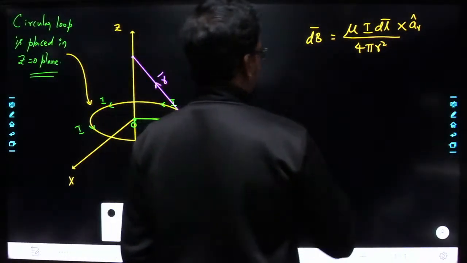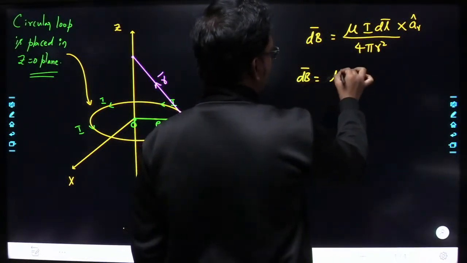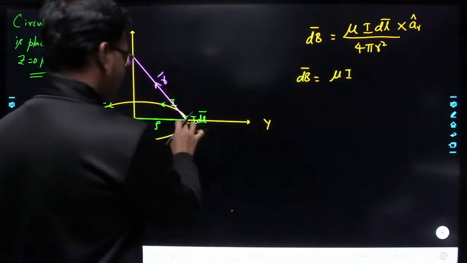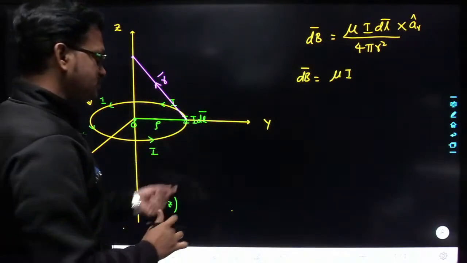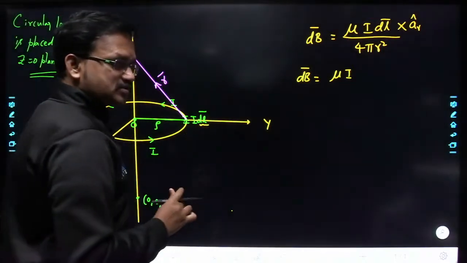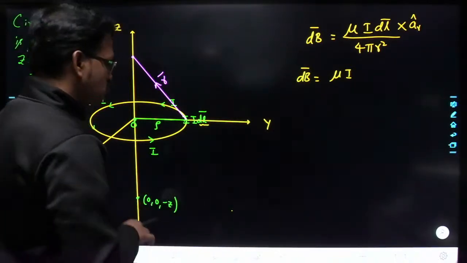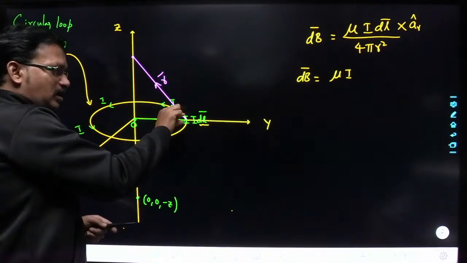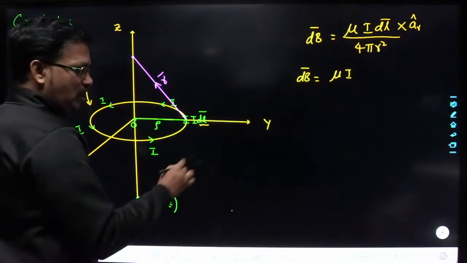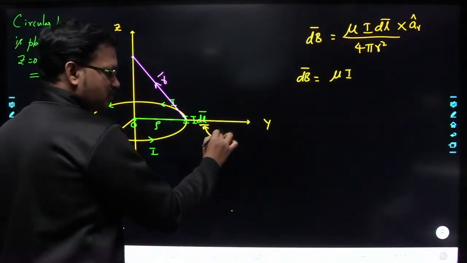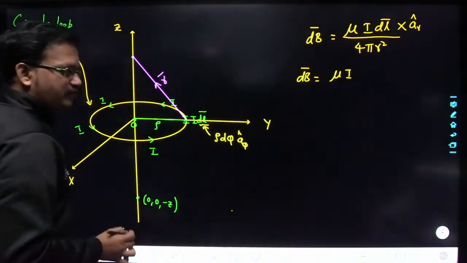So see here, what are you going to get? dB bar is equal to mu into I. What is this small differential length along this circle? You have to consider this small differential length dl bar, which is nothing but the small differential arc length. What is the arc length along this circle at this location? We have seen it many times. This dl bar is nothing but rho d phi a phi cap.